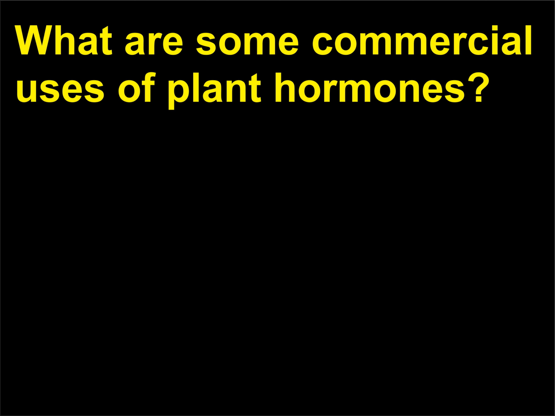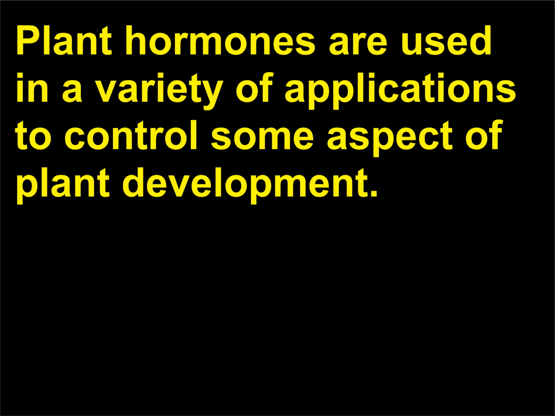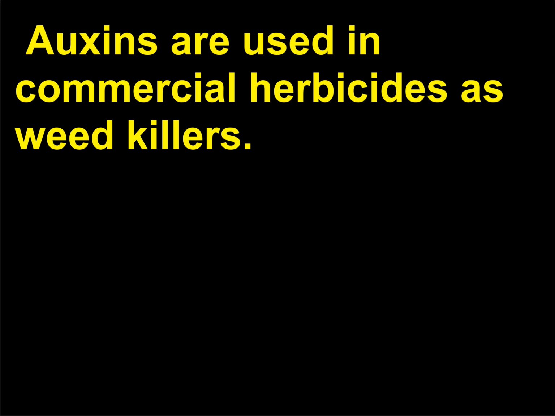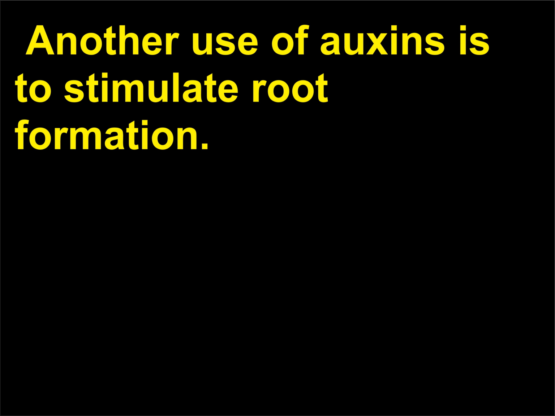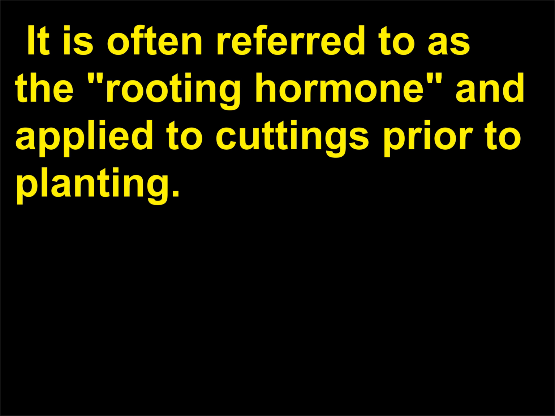What are some commercial uses of plant hormones? Plant hormones are used in a variety of applications to control some aspect of plant development. Auxins are used in commercial herbicides as weed killers. Another use of auxins is to stimulate root formation. It is often referred to as the rooting hormone and applied to cuttings prior to planting.